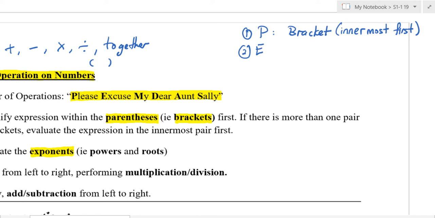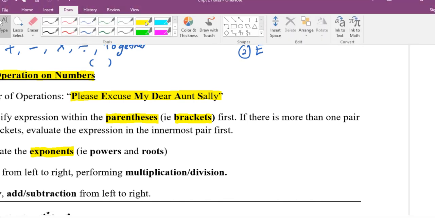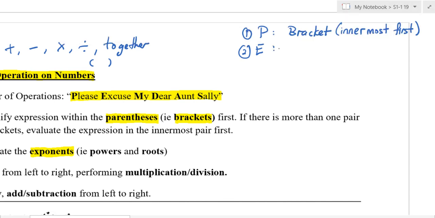Now, all these are very big words. E stands for exponent, but actually it means power. So can you write down this one actually means all the power and roots. If you want to further explain, this actually means all the square or the cube root, etc. All the square, cube, root, all these come under exponent. So this is the excuse, E.